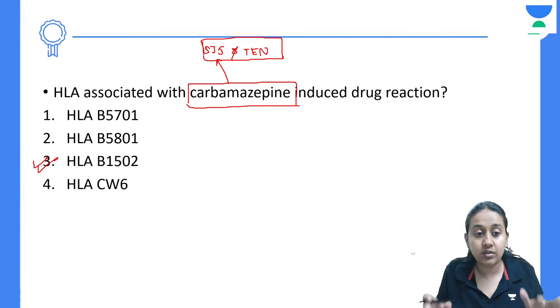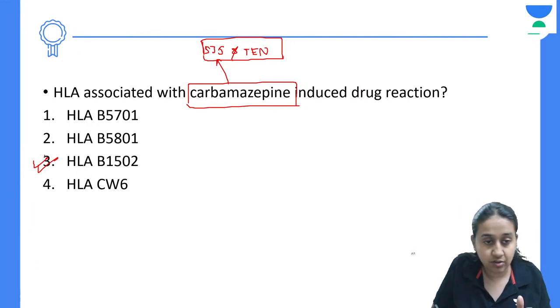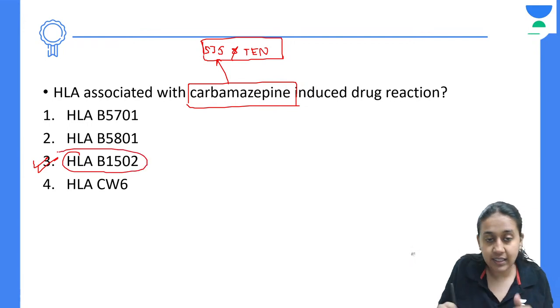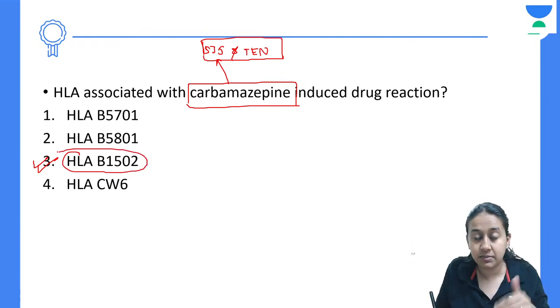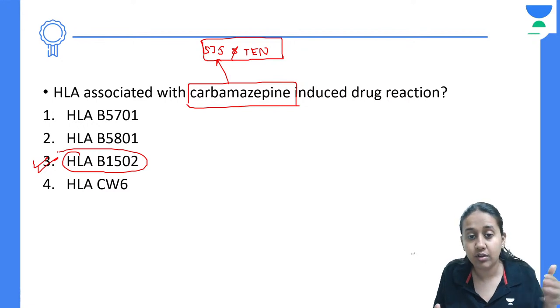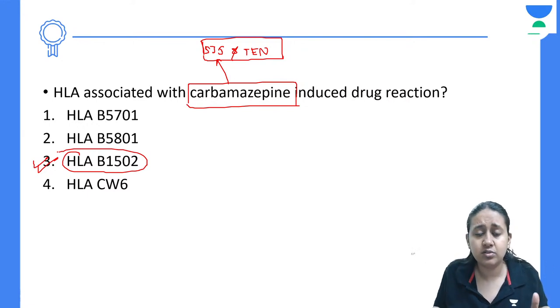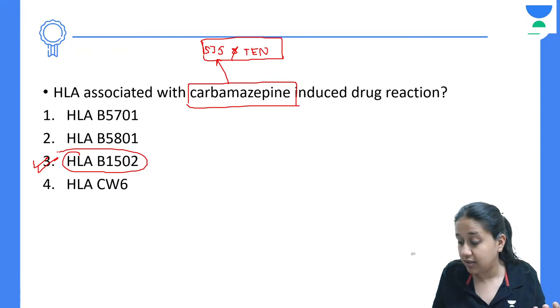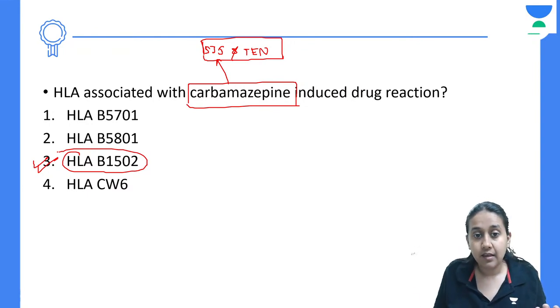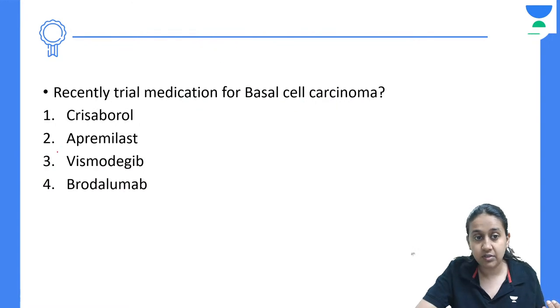It is very frequently found HLA in the Asian population. And that is why in Asians, whenever you give carbamazepine, you have to keep a check. If patient develops SJS or TEN or he started developing some reactions in the form of itching or something like that, you have to withdraw carbamazepine. And it is always best to give something else instead of carbamazepine. You can give another anti-epileptic drug, for example, sodium valproate, which is considered to be a safe drug. Other drugs like carbamazepine, phenobarbitone, they are all known for its drug reactions. So the correct answer of this question is option number 3.